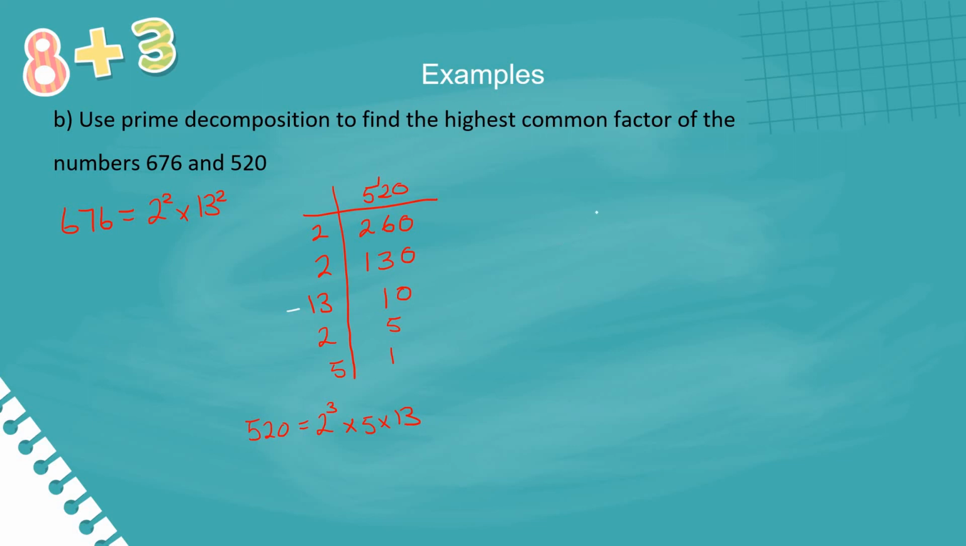So what we then do is we put it together in a little Venn diagram. The factors of 676 and the factors of 520. So the factors in common, 2 squared, 2 cubed. So in common is a 2 squared. They both have a 2 times 2.